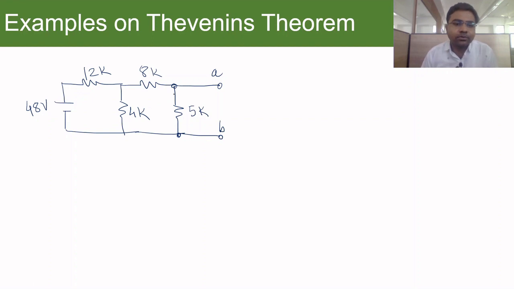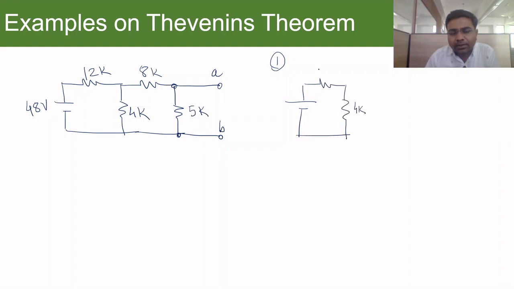Now what are the steps to find the Thevenin equivalent? Firstly, we have to open circuit these two terminals. So I have to remove this 5K resistor. So in the first case, this is 4K, this is 12K, this is 48 volt, and 8 kilo. Now we have to find the voltage across this AB.